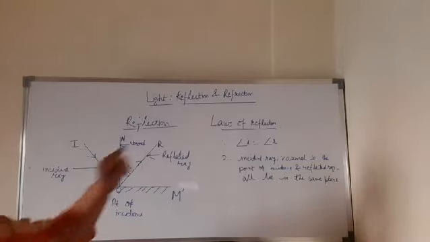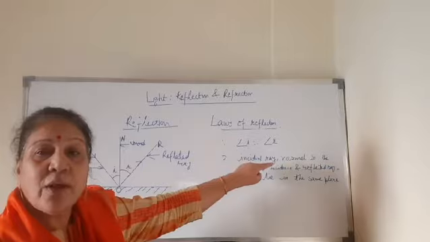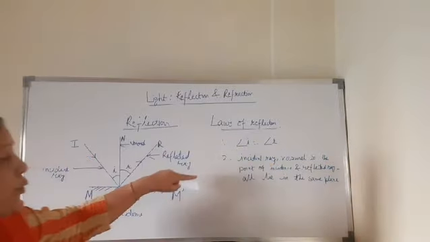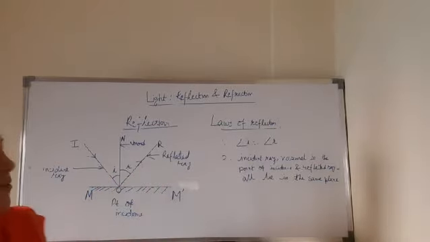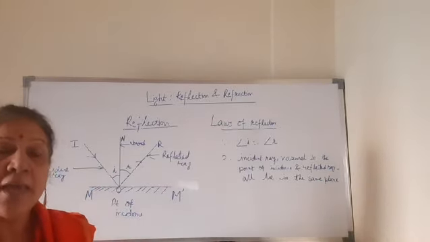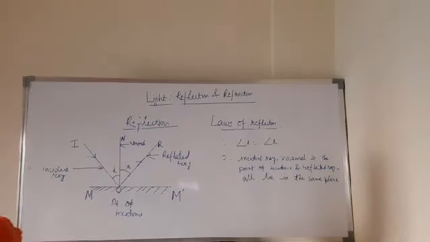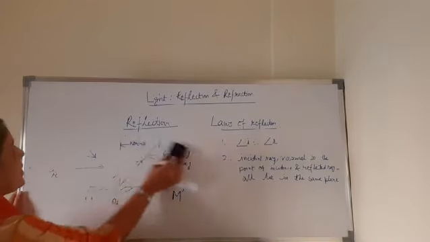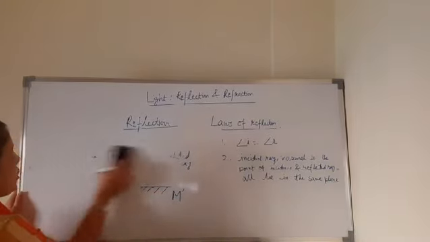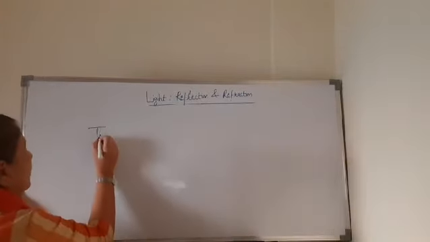What are they? 1. The angle of incidence is always equal to angle of reflection. And 2. The incident ray, normal to the point of incidence and reflected ray, they all lie in the same plane. That is all about the laws of reflection of light. I don't think there is any problem in this. Next, we are going to talk about types of images.